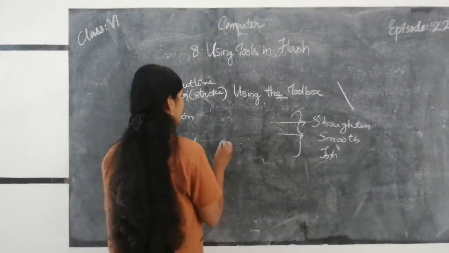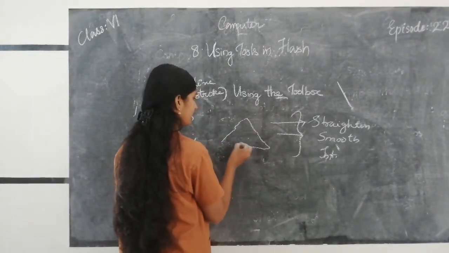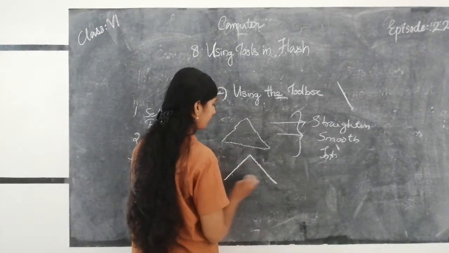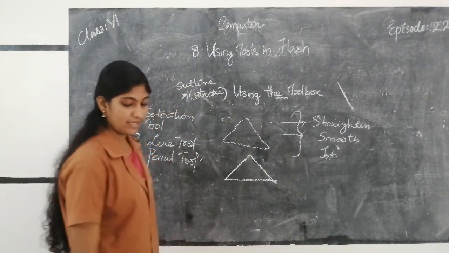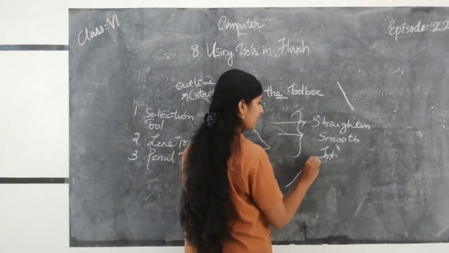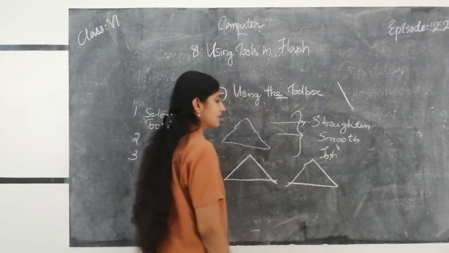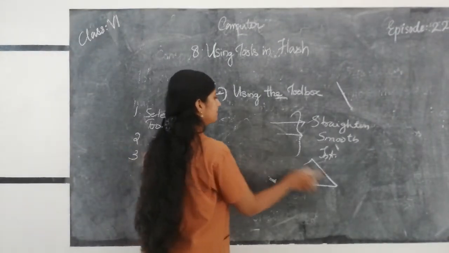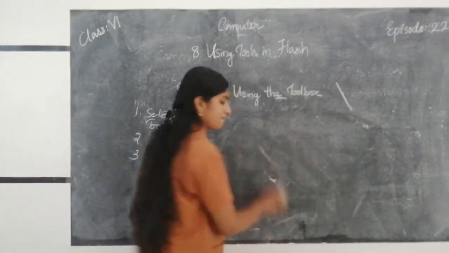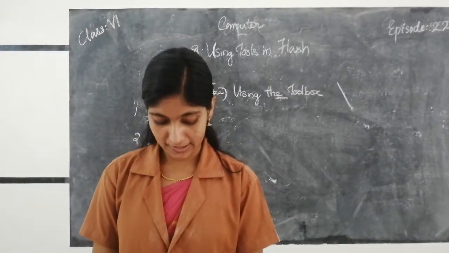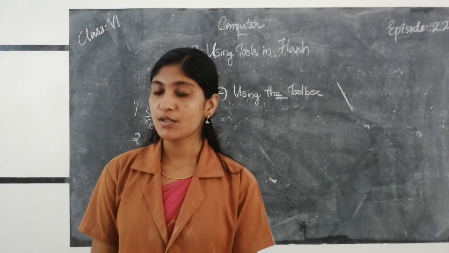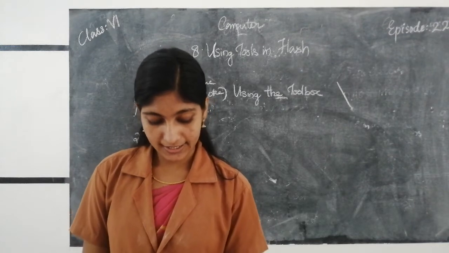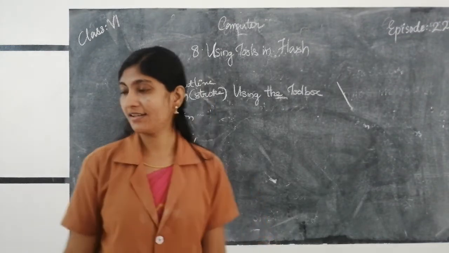For example, straighten means it looks like this. Smooth means there are no rough curves in between the lines. That is smooth lines. And ink means it is not a straight line but contains some ink. So this is ink mode. These are the three modes used in the pencil tool. Choose the appropriate mode, press the mouse button and drag in different directions, then release the mouse. Then next is the rectangle or PolyStar tool.